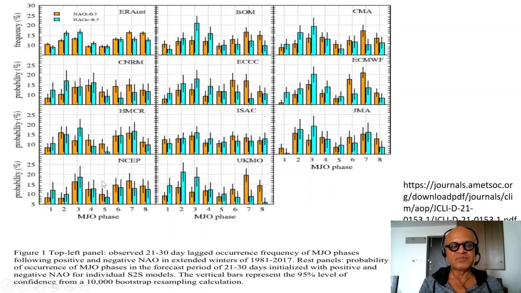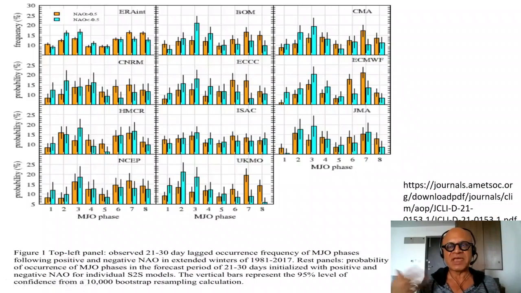We are looking at observed 21 to 30 day lagged occurrence frequency of MJO phases following positive and negative NAO in extended winters of 1981 to 2017. The rest of the panels are probability of occurrence of the MJO phases in the forecast period of 21 to 30 days initialized with the positive and negative NAO for individual S2S models, subseasonal to seasonal models. The vertical bars represent 95% confidence level from a 10,000 bootstrap resampling calculation.